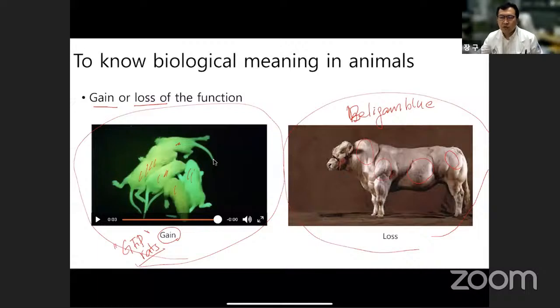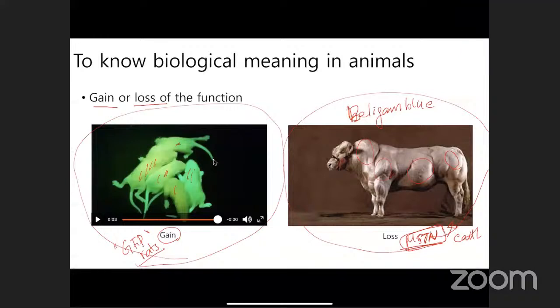Loss of function shows the genotyping and phenotyping, like this Belgian Blue. This is the MSTN mutated cow, mutated cattle. This is myostatin, MSTN. This gene was mutated. It is one of the negative regulators of muscle growth. So when this gene is mutated, the muscle growth is not controlled. It means the growth is very fast compared to the wild type species.